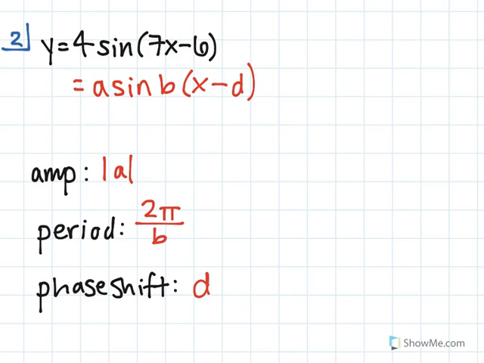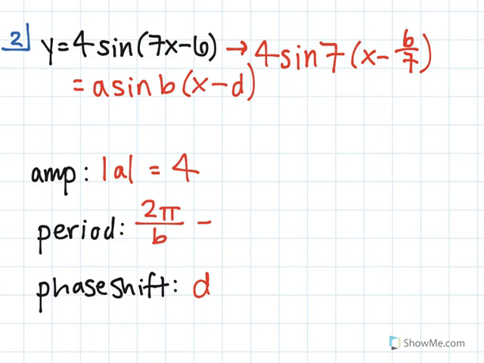So we're going to rewrite our function in this form so that we can solve our problem. Our function will now be 4 sine of 7 times x minus 6/7, where we pulled the 7 out as our b. So our amplitude, the absolute value of a, is 4. Our period, 2 pi over b, is 2 pi over 7. And our phase shift is 6/7.